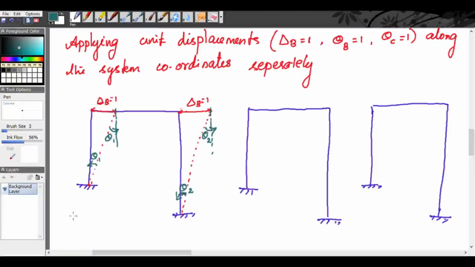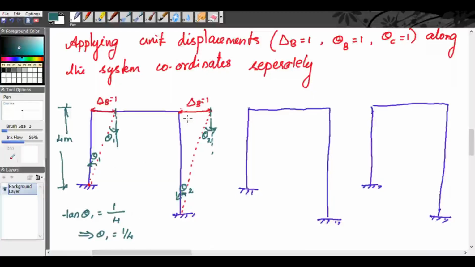We know tan theta 1 is equal to opposite side by adjacent side. So opposite side is 1, delta B, that is 1 by the adjacent side. We know this is 4 meter, the span is 4 meter. So it is 1 by 4. Taking tan theta 1 as small, we get theta 1 is equal to 1 by 4. That is, rotation at A is 1 by 4, rotation at B is 1 by 4. Since the direction is anti-clockwise, it will be minus 1 by 4 when we are taking the beta matrix.